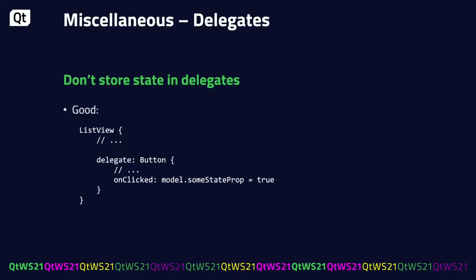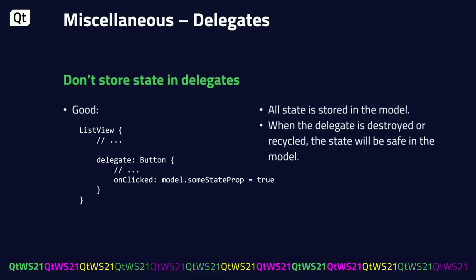So what you should do instead is store the state outside of the delegate. In this case, we're using the model. So when the delegate is destroyed or recycled, the state is safe.